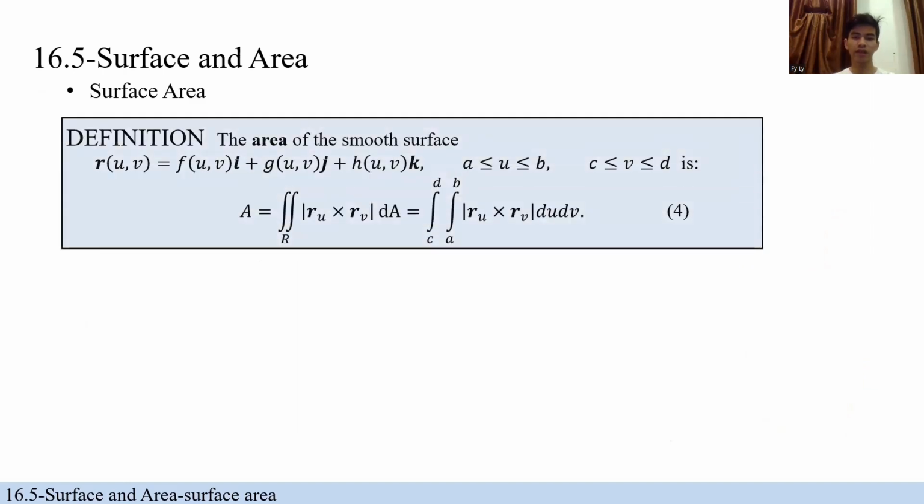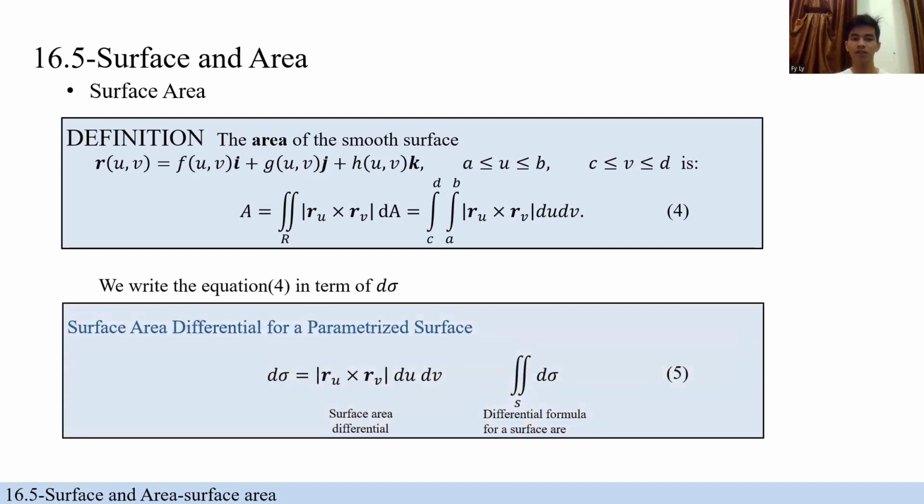So the definition: the area of the smooth surface r(u, v) equal to function f(u, v) i hat plus function g(u, v) j hat plus function h(u, v) k hat, with domain u and v, is equal to the double integral over the region of the magnitude of r_u cross r_v dA, which equals the double integral from c to d and a to b of the magnitude of r_u cross r_v du dv.